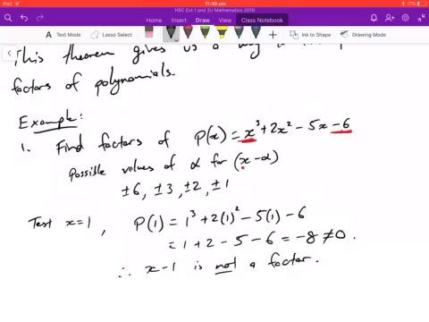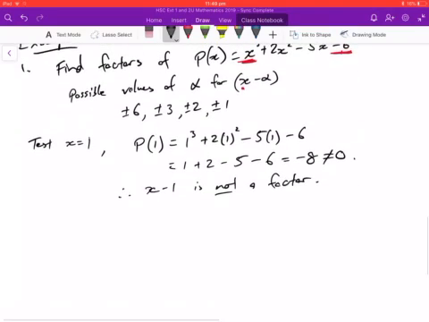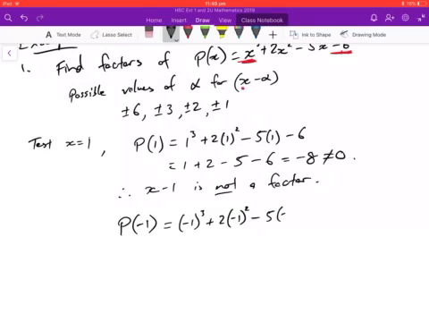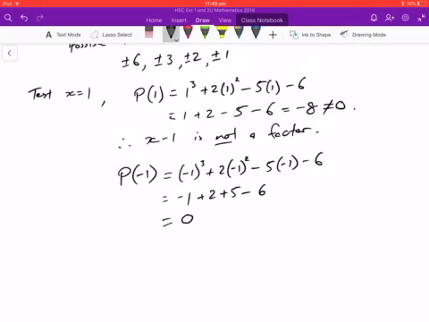Right, that's my conclusion. Well, what about negative 1? I have a pretty good feeling about this actually. So if we do p of negative 1, that's equal to negative 1 cubed plus 2 times negative 1 squared minus 5 times negative 1 minus 6. That's equal to minus 1 plus 2 plus 5 minus 6. And what do we have? We have 0. Now, that is where the factor theorem comes into it to say, okay, p of negative 1 is 0, therefore x plus 1 is a factor.